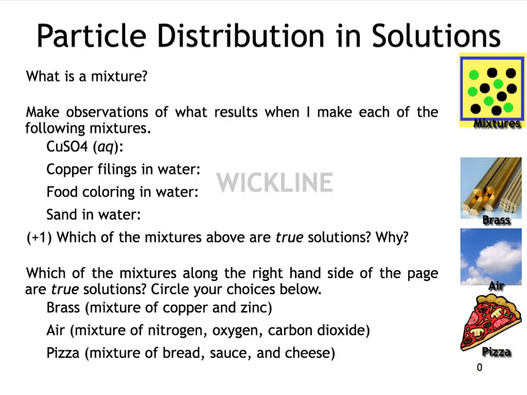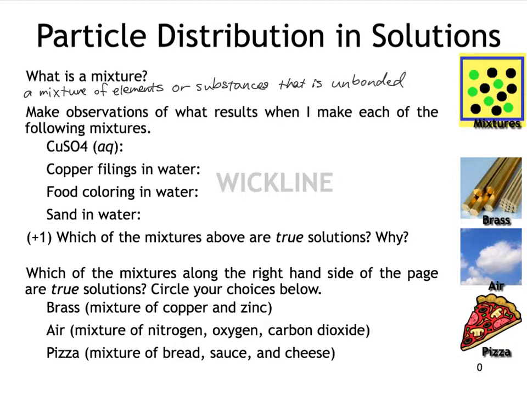All right, so particle distribution and solutions. Here's a particle diagram. This is showing a mixture because we have two different substances, these greens and these blacks, and they are mixed together and they're unbonded, and that's how I know it's a mixture. So a mixture is an unbonded mixture of elements or substances.